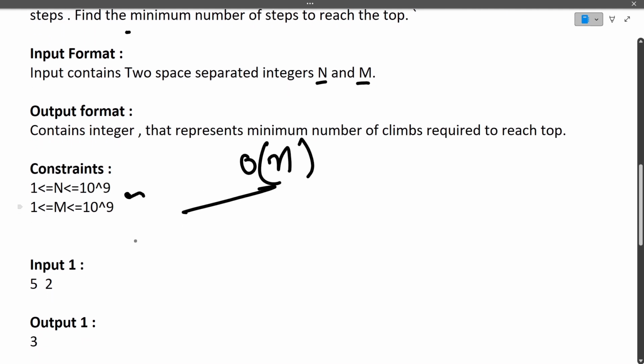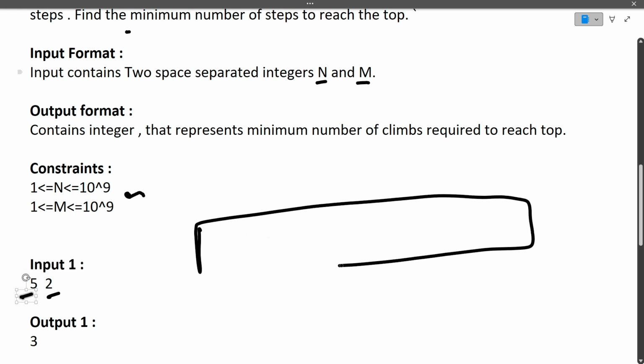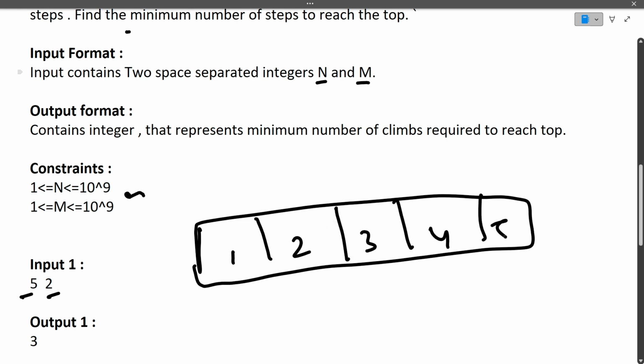So let's just see the input and output first. There are 5 stairs that are given. So this is n, this is m. The input here is 5 2, n is 5 and m is 2. So n is the number of stairs and m is how many stairs at a time Alice can climb. So let me just draw the stairs. I know for many of you the question is not clear. 1, 2, 3, 4. So 1 stair, 2 stair, 3 stair, 4 stair, 5 stair, and he has to reach the top.